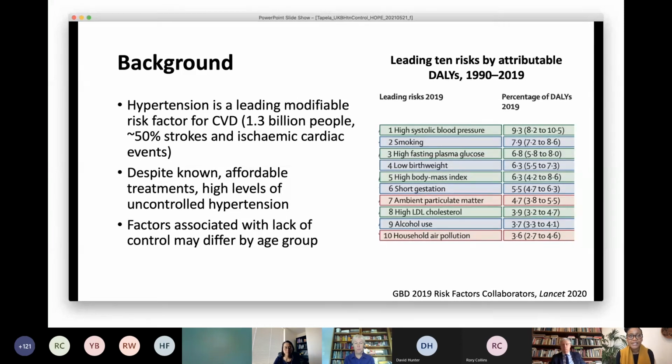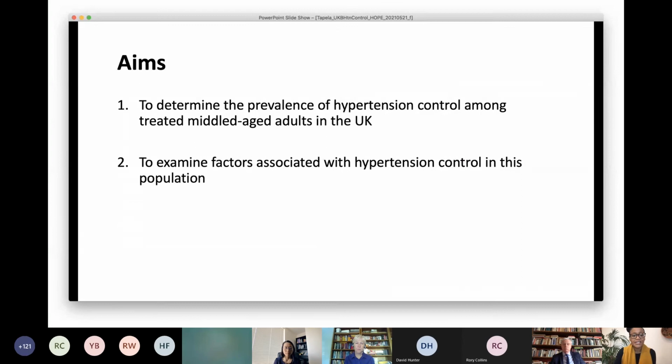Studies have described lower levels of hypertension control among older aged adults, and they've also suggested that factors associated with lack of control may differ between different age groups. So it's in this context that we sought to determine the prevalence of hypertension control among treated middle-aged adults in the UK, and secondly, to examine factors associated with hypertension control in this population. I'll touch on findings relevant to aim 1, but really focus on findings relevant to aim 2, which is associations.